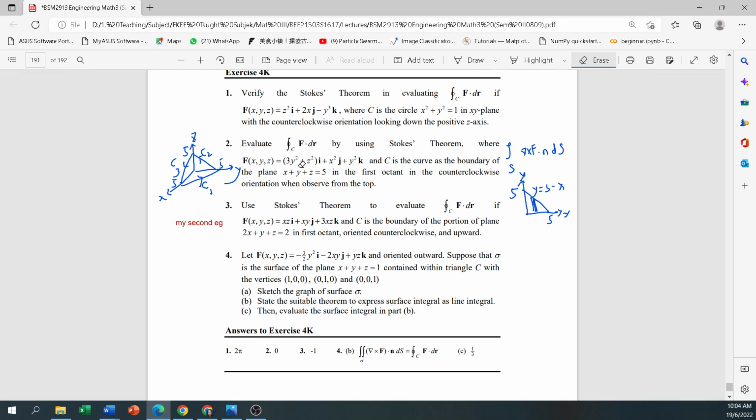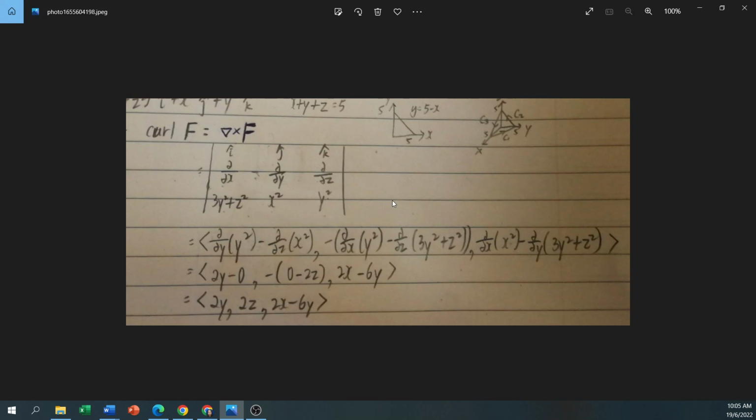So question 2: you have to evaluate the line integral using Stokes' theorem, because if not, you have to evaluate the line integral along curves C1, C2, C3 three times. So it will be faster. We use Stokes' theorem. So this should be the double integral of curl of F dot n dS across that surface S. And this is the curl of F.